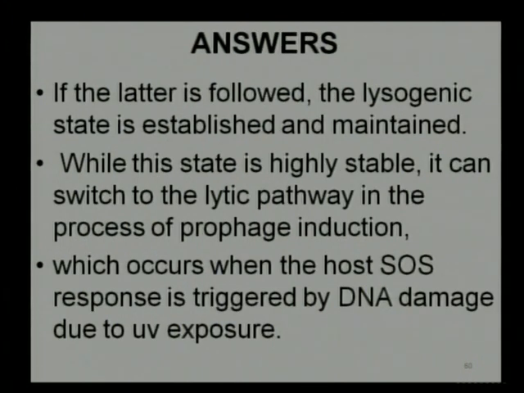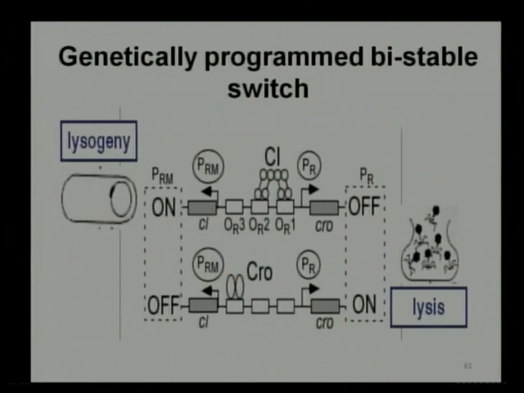If lysogeny is followed, the state becomes stable, established, and maintained. While this state is highly stable, it can switch from the lysogenic path to the lytic pathway in the process of prophage induction that we have already seen earlier. This induction, as we know, is due to UV exposure, which occurs through the host SOS response, triggered by the DNA damage due to the UV exposure. So it is the UV exposure that converts the lysogenic state into the lytic state.